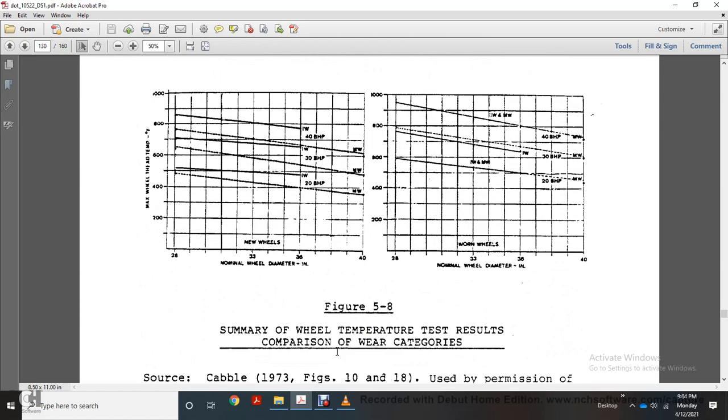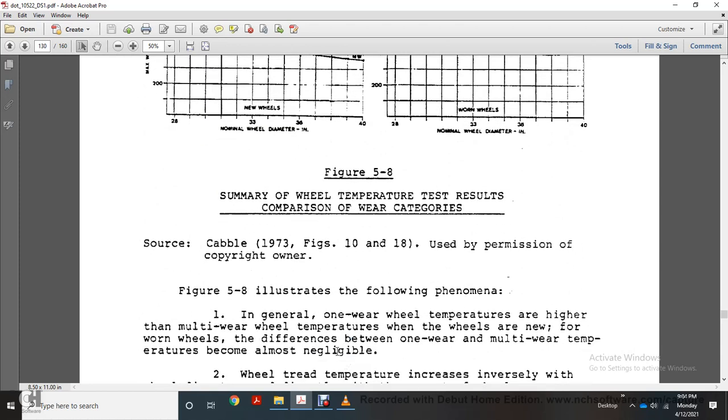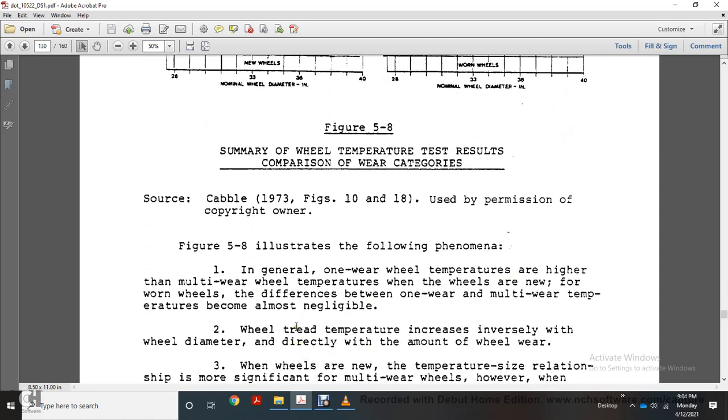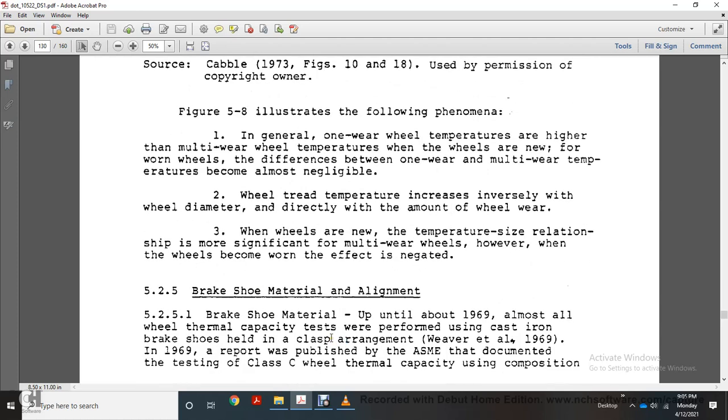Summary of the wheel temperature test result comparison by wear categories. 1: In general, multi-wear wheel temperature is higher than one-wear wheel temperature when the wheels are new. For the worn wheel, the difference between one-wear and multi-wear temperature has become almost negligible. 2: Wheel tread temperature increases inversely with wheel diameter and directly with the amount of wheel wear. 3: When wheels are new, the temperature difference is more significant for multi-wear wheels. However, when the wheels become worn, the effect is negated.